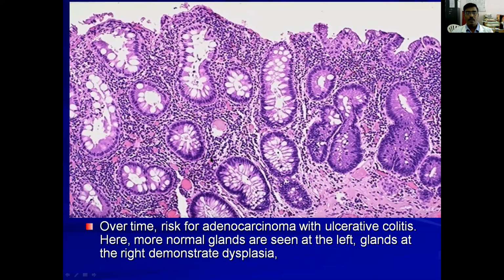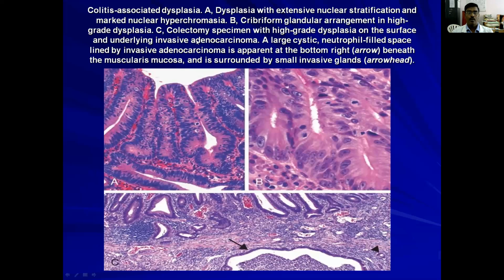Here you can see normal glands. Here are glands with dysplasia. So it's a dysplasia with extensive nuclear stratification and marked nuclear hyperchromatism with irregular glandular arrangements. In the case of high-grade dysplasia, you can see irregular arrangement with loss of polarity.